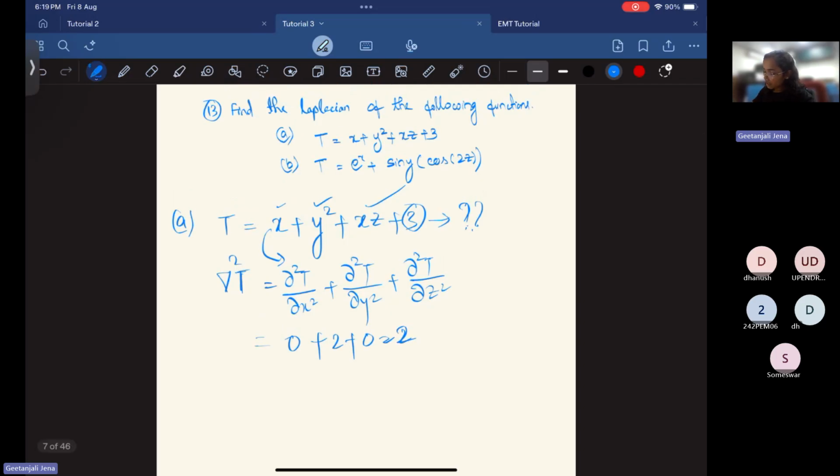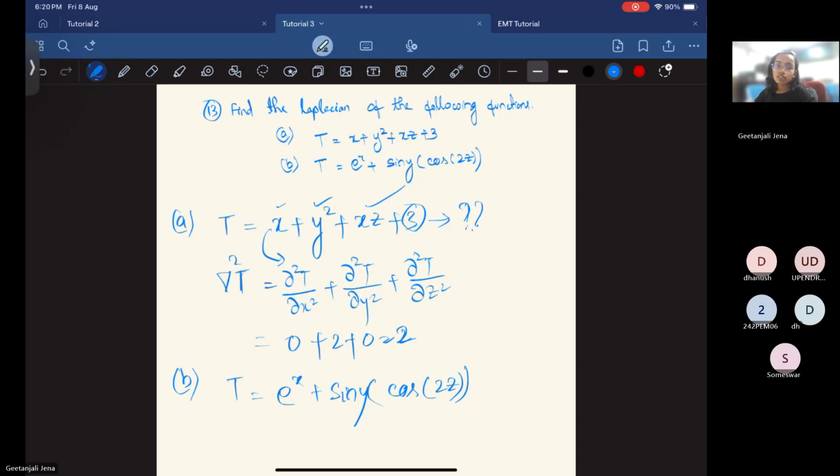Okay, so this is for the first part. Let me know the answer for the second part, where T is e to the power x plus sin y cos 2z. One of you has already solved it.